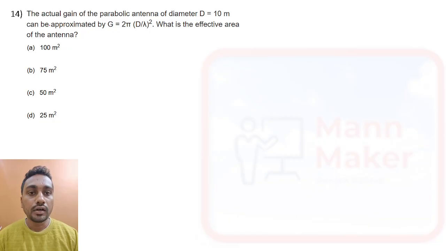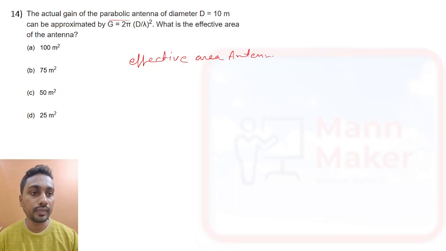Okay, now the actual gain of the parabolic antenna of a diameter d equal to 10 meter can be approximated by G equal to 2 pi d by lambda square. What is the effective area of the antenna? So effective area of the antenna, we know the formula. AE, means effective area of the antenna, is G lambda square divided by 4 pi. This is the formula. We know the value of G.